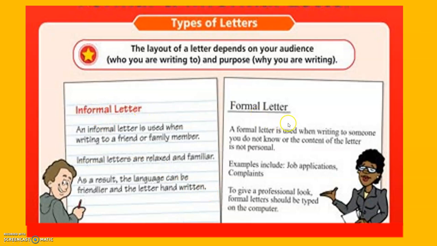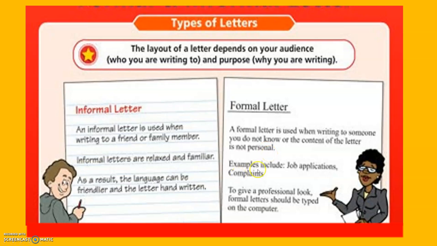But in formal letter, what is it? A formal letter is used when writing to someone who you do not know. So suppose you're writing a letter to the municipal commissioner, or you wrote a letter to the mayor. Do you know the mayor? No. So you don't know who the person is, or the content of the letter is not personal. You're not writing a personal letter to him.